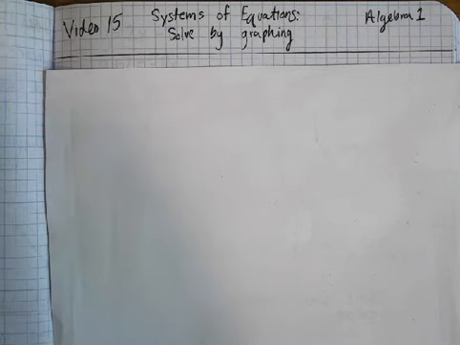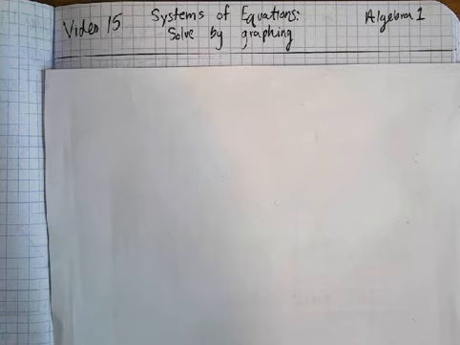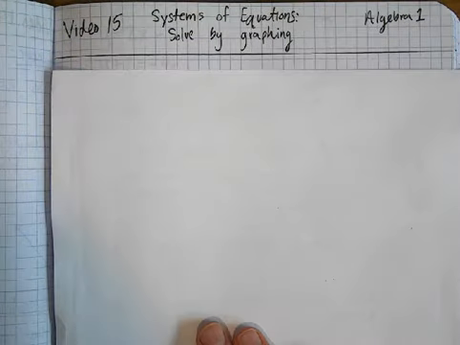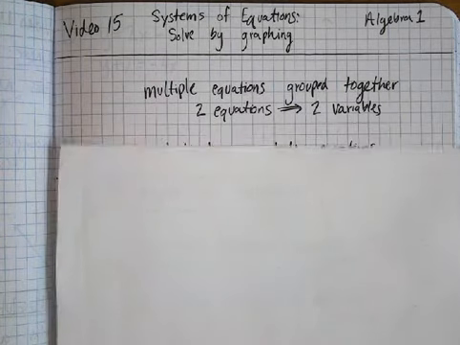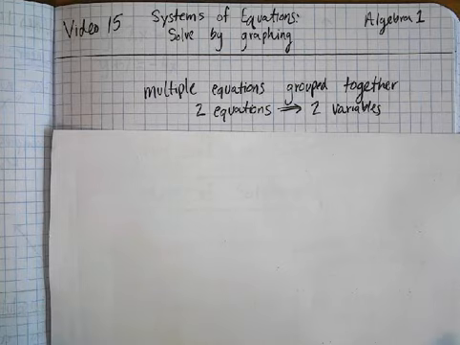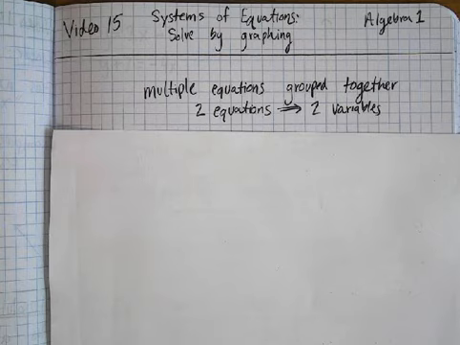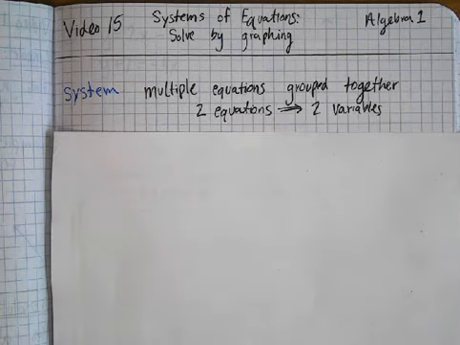Hello, this is video 15, and this is going to be going over systems of equations and solving those by graphing. All right, so first we need to figure out what is a system of equations. Well, it's multiple equations grouped together. If we have two equations, then there will be two variables. So that's what a system is.